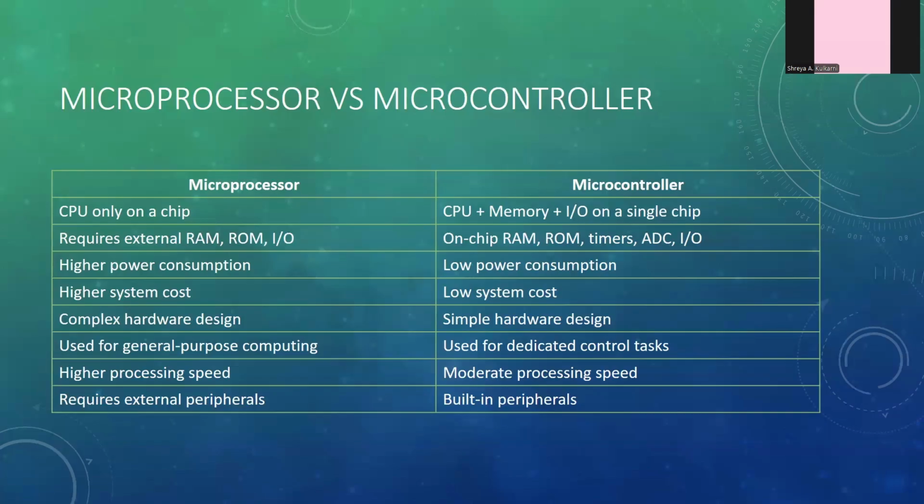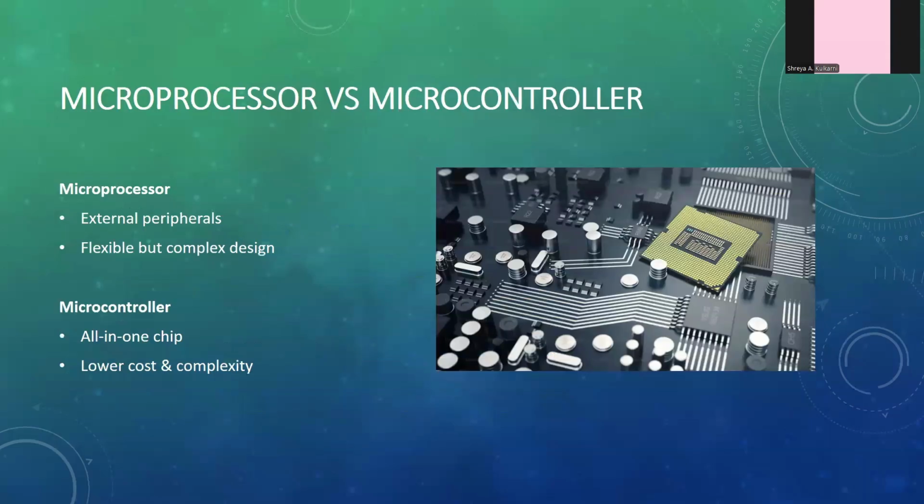A microprocessor has a higher processing speed, and a microcontroller has a moderate processing speed. A microprocessor requires external peripherals. These peripherals mean the memory, input, output devices, etc. And a microcontroller has built-in peripherals, like even the LED is present on the microcontroller itself. Again, a microprocessor is flexible but complex in design. A microcontroller gives us lesser flexibility, but it has a lower cost and lower complexity.